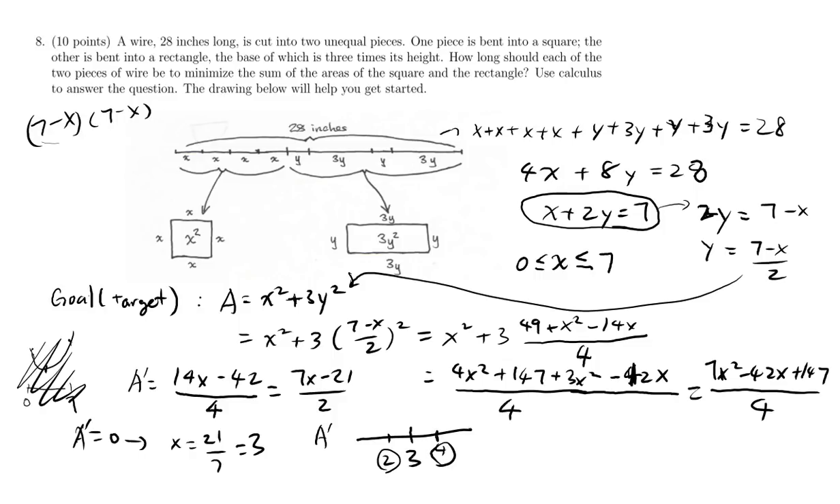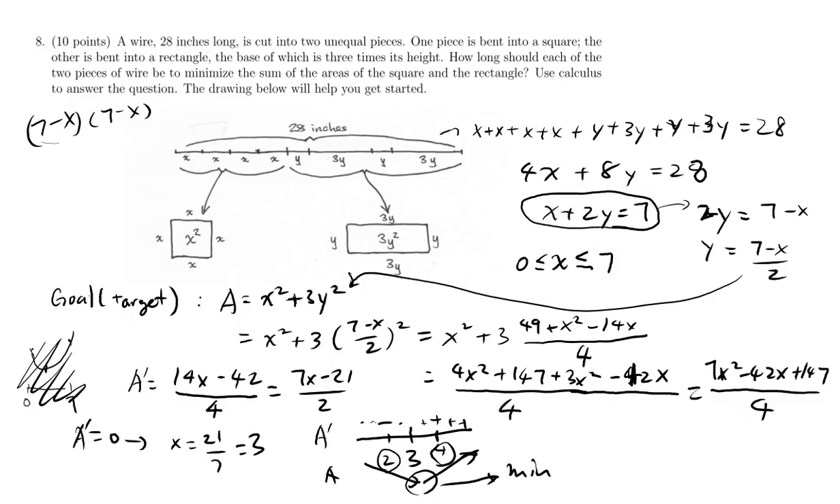If you plug in 2 here, 2 times 7 is 14, 14 minus 21 is negative 7, so it's negative here. And also at 4, if you plug 4 into x, 4 times 7 is 28, 28 minus 21 is positive 7, so it's plus here. So we know that it's negative before and positive after, so the function A decreases and then increases after 3. So at 3 you have the minimum.